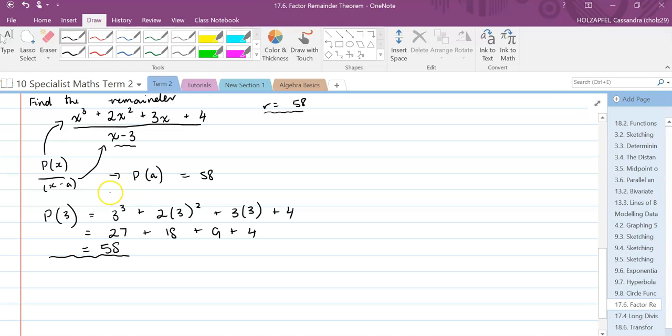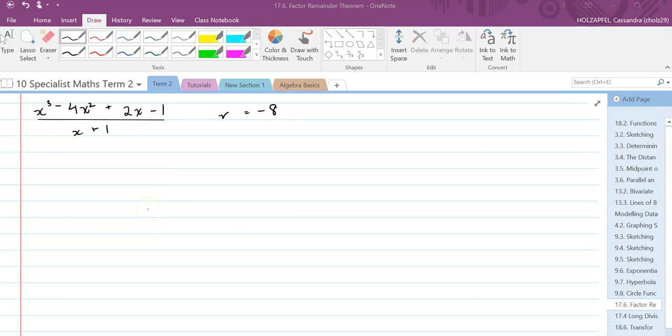Let's do another example now. All right, so now we have the second example that we did run through with the long division of polynomials, and from the last video, we saw that there was a remainder of -8. So using the factor remainder theorem, I should be able to get this same answer.